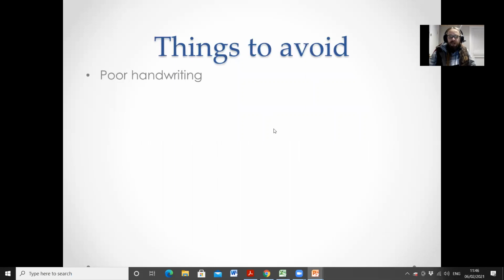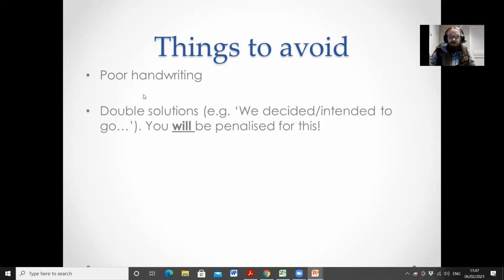Things to avoid if you're doing it in pen and paper: poor handwriting. Every single year, examiners complain about students having poor handwriting and marking down students for poor handwriting. You will be marked down for poor handwriting. How much or how little depends on the examiner, and it depends how poor the poor handwriting is. But generally speaking, if this is a problem for you, it's a problem for lots of people. Start practicing now, writing clearly, and bearing in mind that might use up more time in the exam as well.